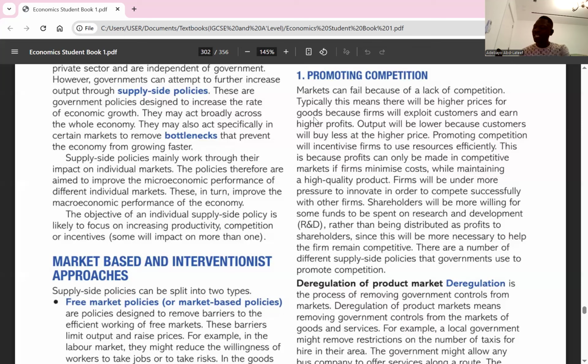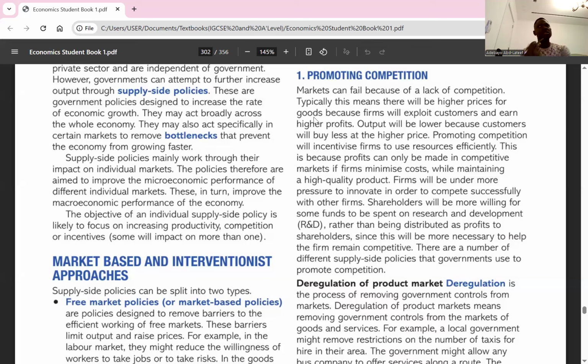Do you get it? So what are the ways in which government can increase competition? The first one, the regulation of product markets. When we talk about product market, we're talking about the market where goods and services are sold. So here I wrote, deregulation is the process of removing government controls from markets. With that approach, firms will be encouraged to produce goods and services which will in turn increase output and lower prices.